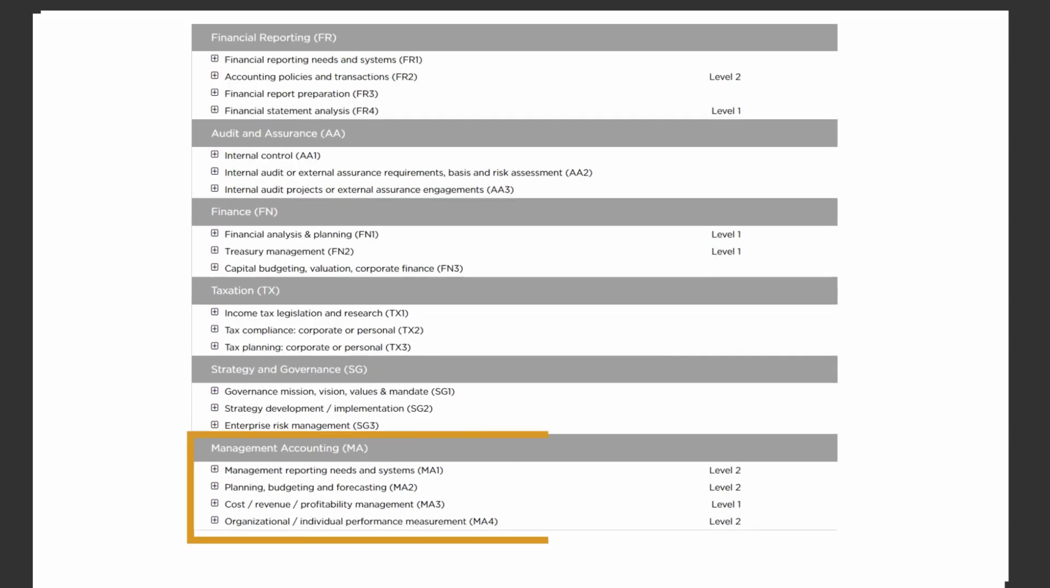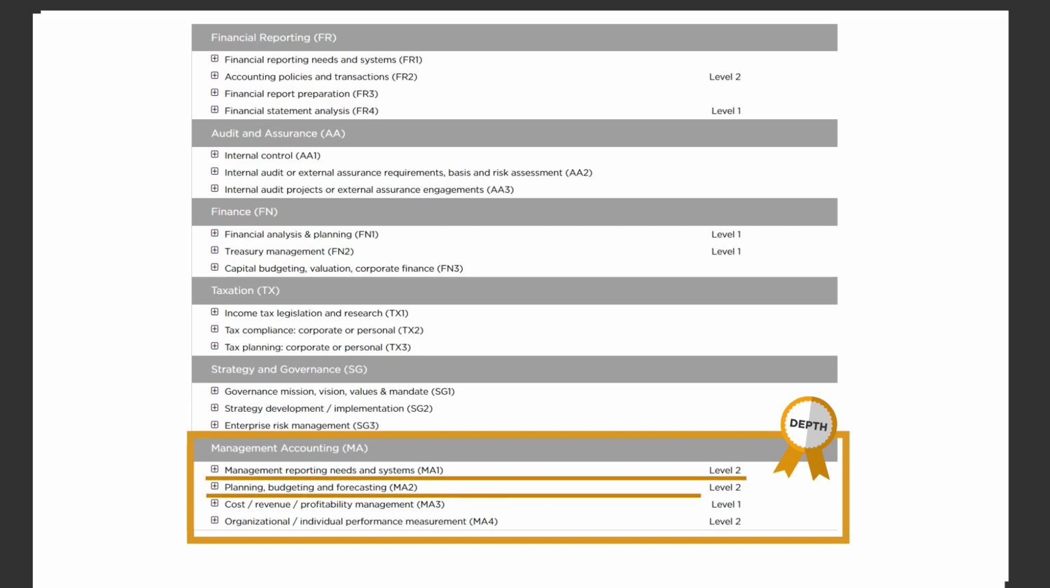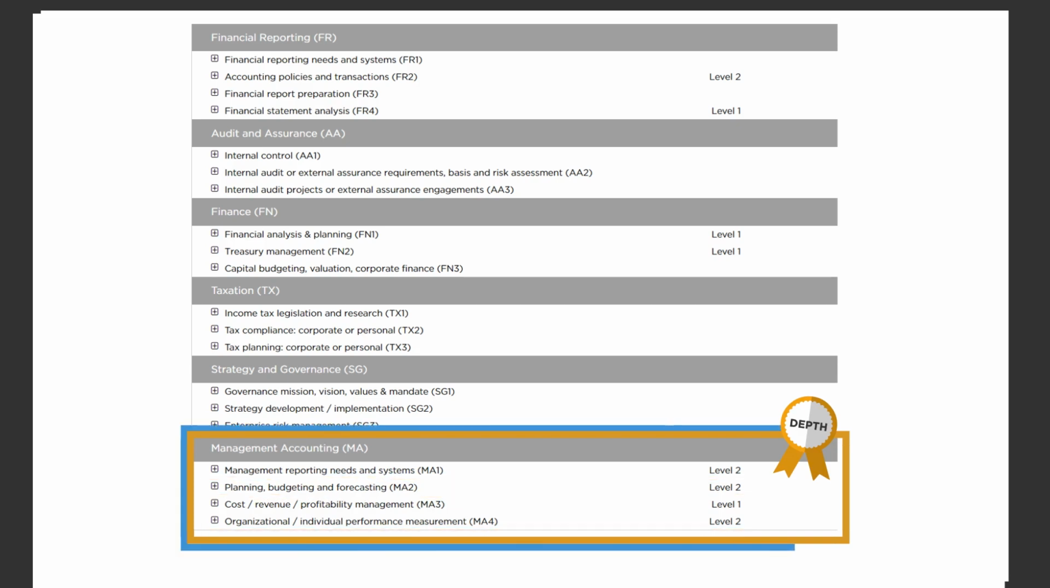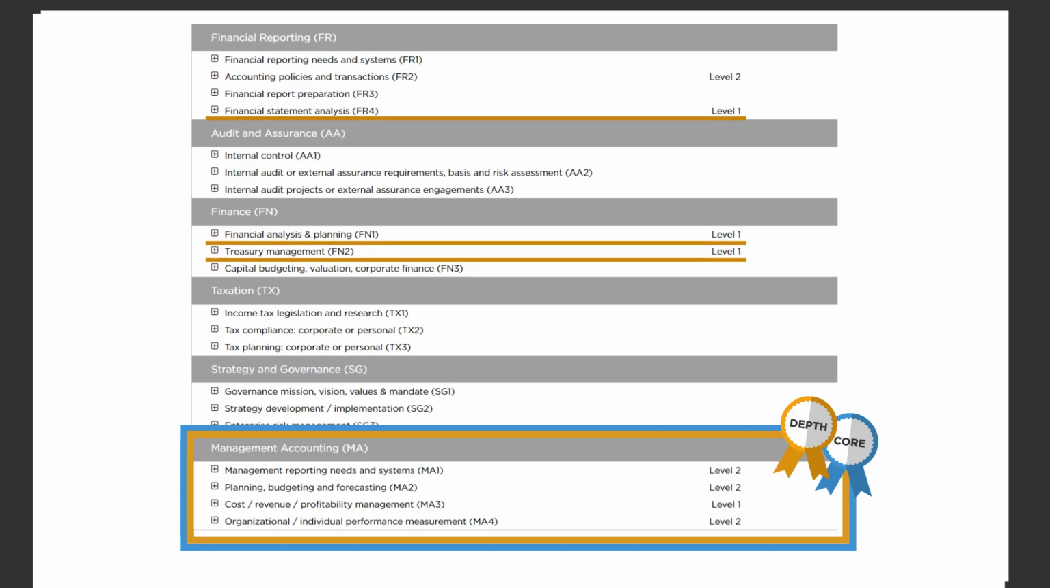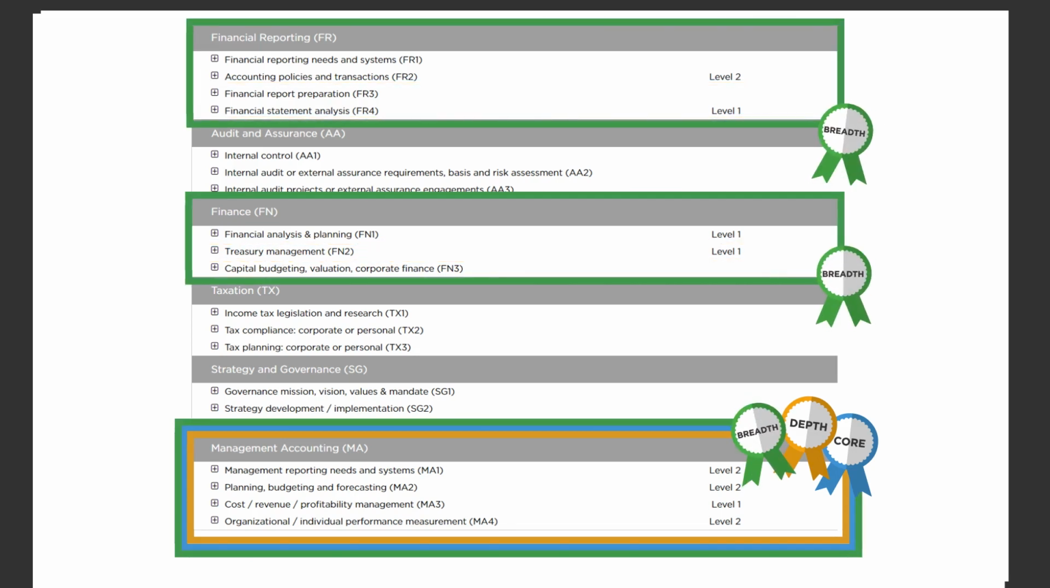Jason has met the depth requirements in management accounting with Level 2 self-assessed in MA1, MA2, and MA4. He has also met the core requirements in management accounting. He also had exposure to FN1, FN2, and FR4, and self-assessed at Level 2 in FR2. Overall, he has met the breadth requirements with these 8 areas.